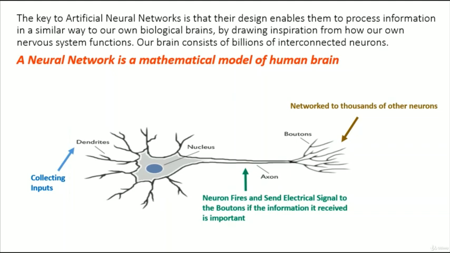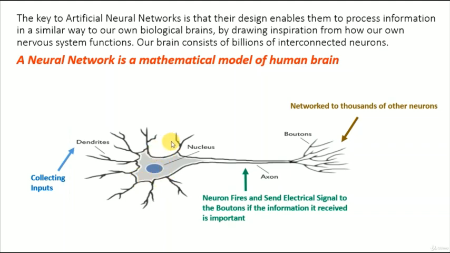Basically, just like the human brain processes information, we're going to mathematically model this and turn it into a neural network that's able to process information in a similar manner to our brain. Our brain consists of billions of interconnected neurons. Now let's have a look at this neuron right here. So we have the inputs to this neuron. This whole thing is a neuron.